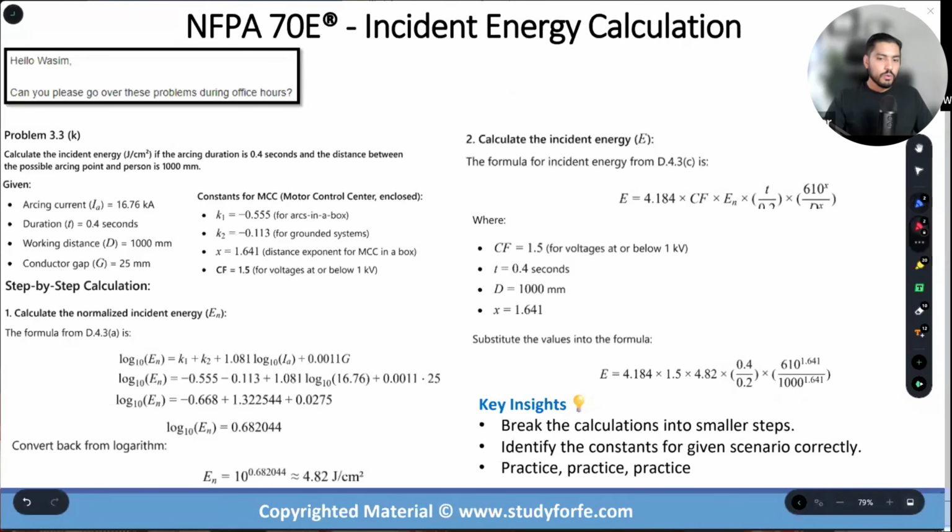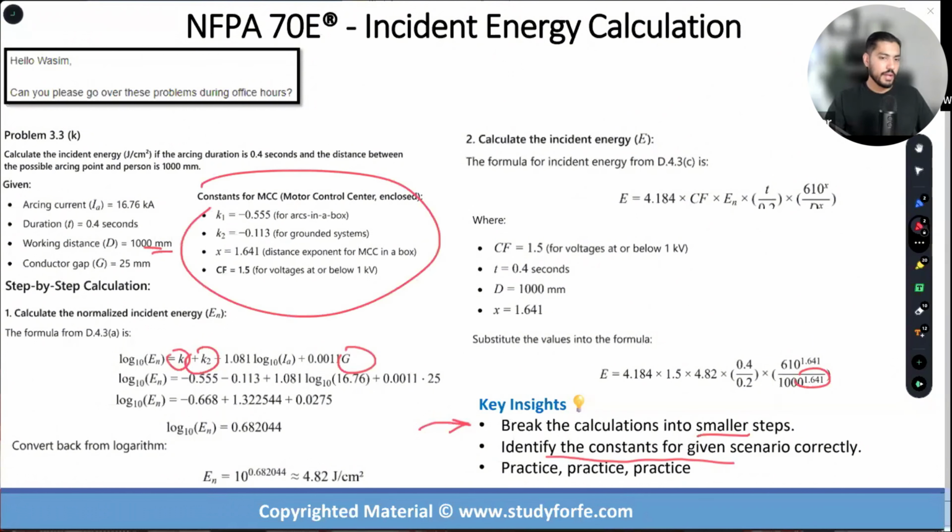So when we go through this type of problem again, the key insight building on problem 3.3J is that it's a good idea to break the calculation into smaller steps. Identify the constants for the given scenario. In this case, there were multiple constants, starting out with K1, K2. G itself is a constant. Then you have X, which is a constant, and they are not directly provided to you in the problem statement. I believe D was, but X wasn't. We have to extract these and CF as well. So we have 1, 2, 3, and 4 constants that we had to figure out.